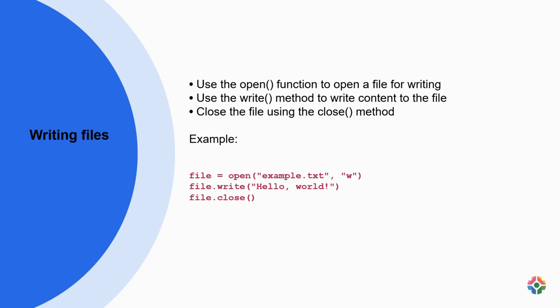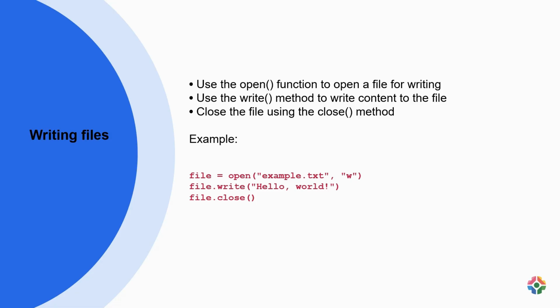To open a file for writing in Python, you can use the open function by providing the file name and the mode W. This will open the file in write mode, creating a new file if it doesn't already exist. Subsequently, you can utilize the write method on the file object to add content to the file. Finally, remember to close the file using the close method to ensure that the changes are saved and the file resources are released.